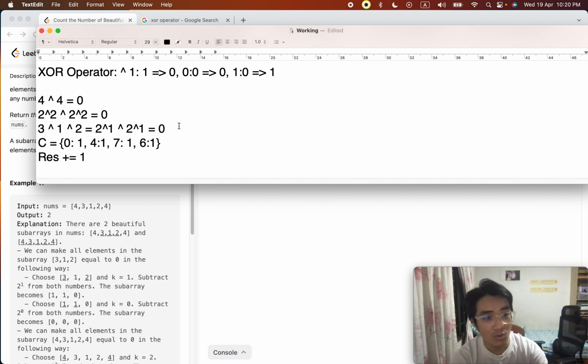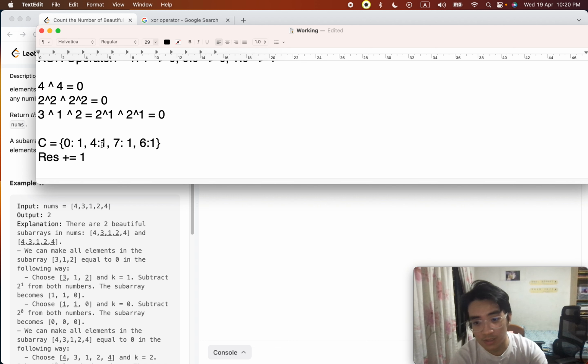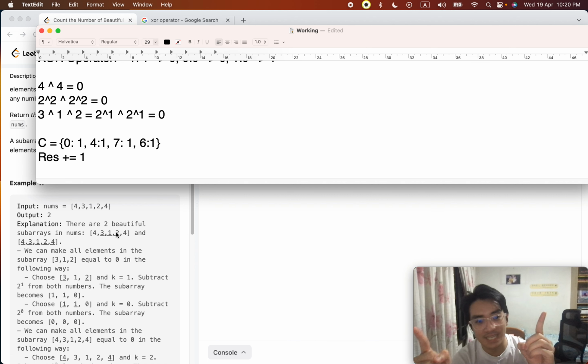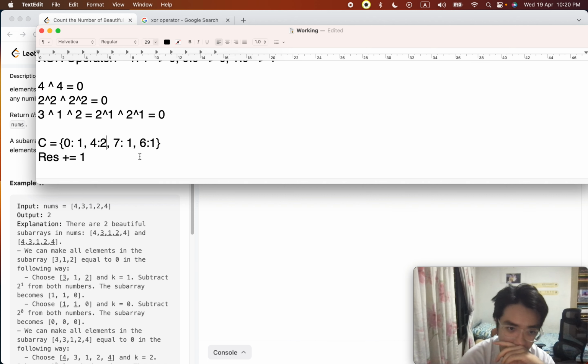I'll say it again, when it's 1, you will add the result, because you already know the XOR sum at 2 is 4. So 4 has already appeared. So all the elements between 4 and this XOR sum at 2 is a beautiful subarray. So result plus 1, 4, 2.